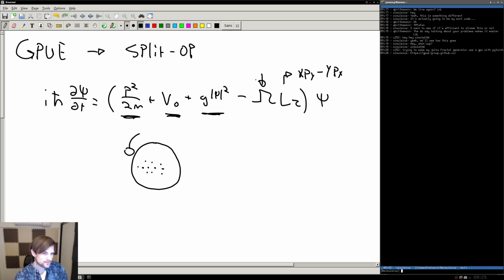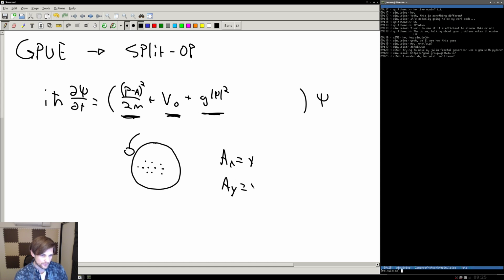Now, in order to do this in code, instead of implementing a minus omega L_z term, we create a separate term, known as a gauge field, that is read into this term here. So it's now (p minus A) squared, where A is a gauge field, with A_x equal to y and A_y equal to x, something like this. And when we multiply it out, you'll see that we get the omega L_z term in the end.